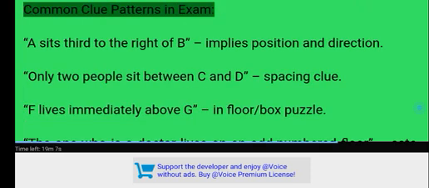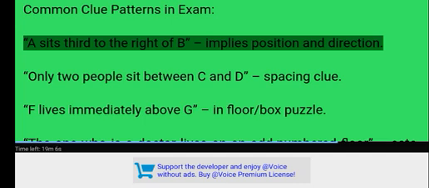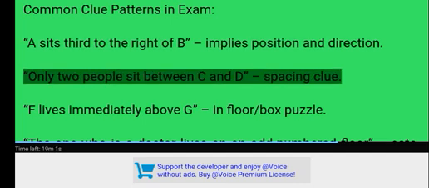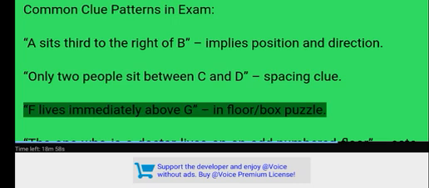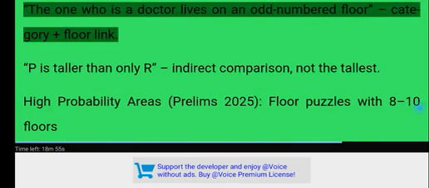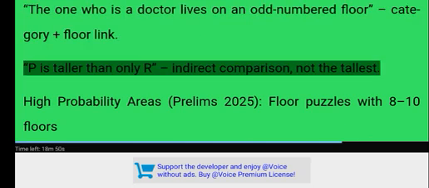Common clue patterns in exam. A sits third to the right of B, implies position and direction. Only 2 people sit between C and D, spacing clue. F lives immediately above G, in floor box puzzle. The one who is a doctor lives on an odd-numbered floor, category plus floor link. P is taller than only R, in direct comparison, not the tallest.